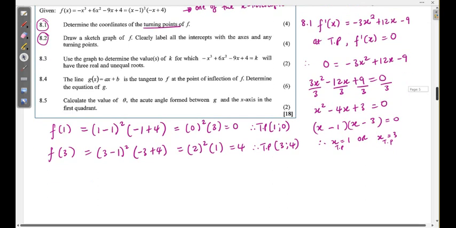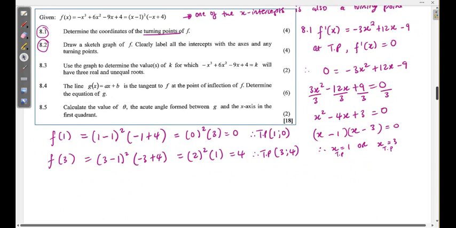If there's any question, please do not hesitate to ask. 8.2. Now we need to sketch. Draw the sketch of f clearly showing everything there. You only got the turning points, good people.